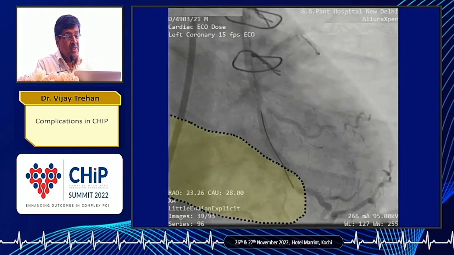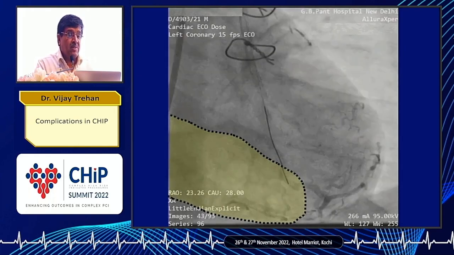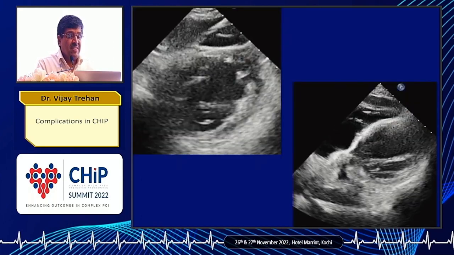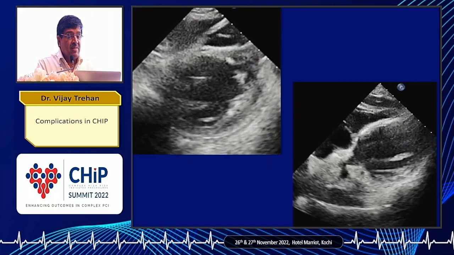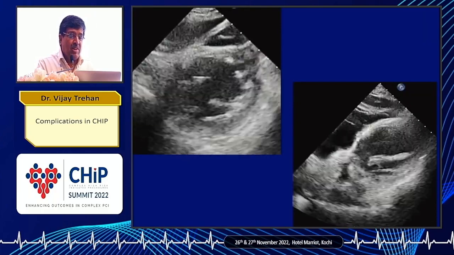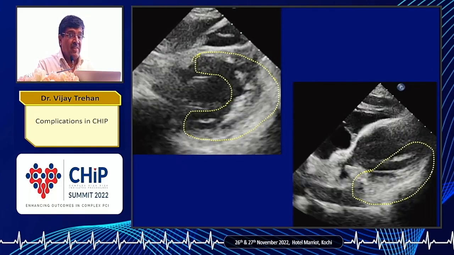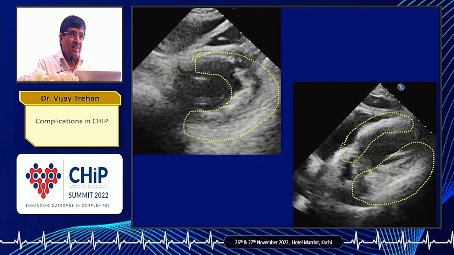I can just show you. This is the area which was getting supplied by this OM graft. So these were some of the shots after a couple of weeks' time. That's what the LV was. See, the only thing which is contracting well is the SERC territory, or of course also the RCA territory. And as far as LAD territory is concerned, a large part is gone.